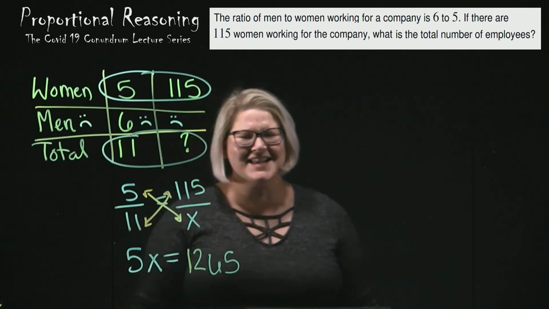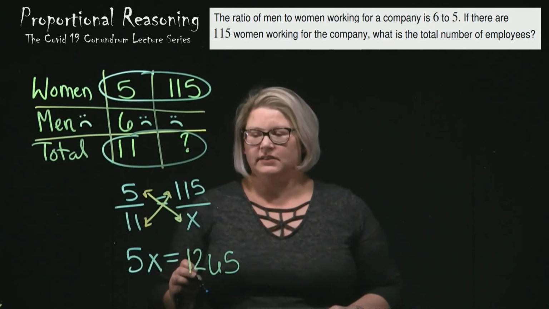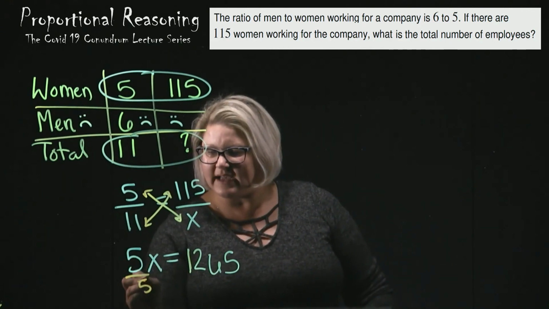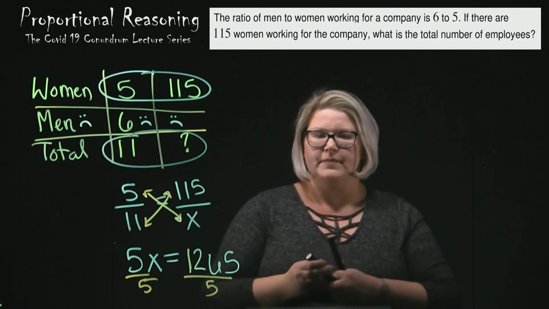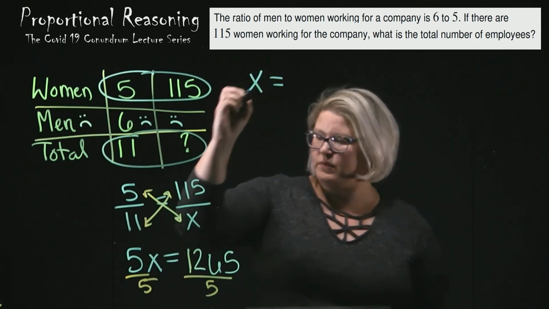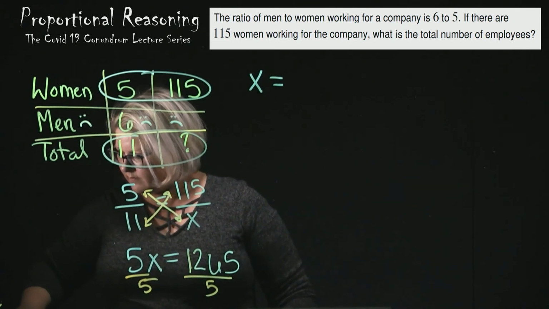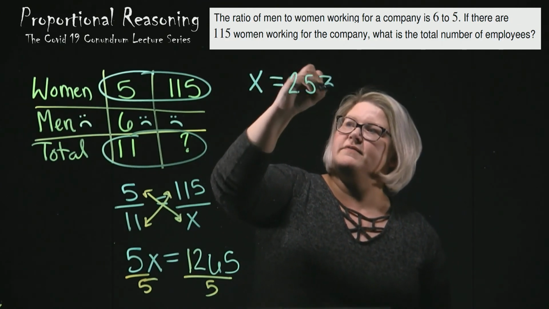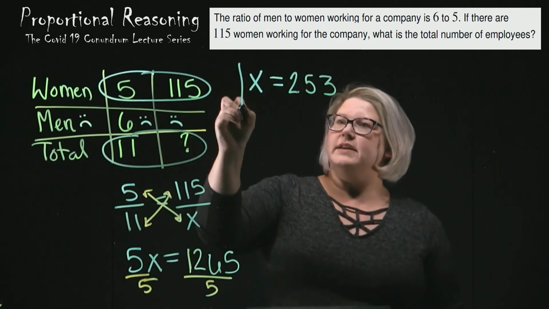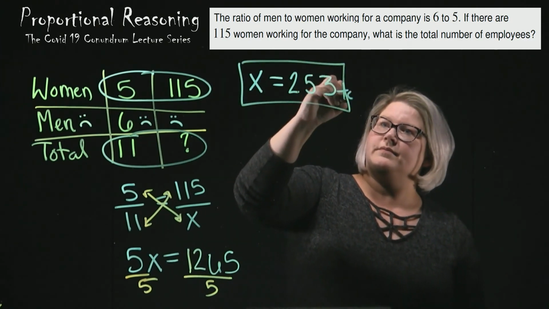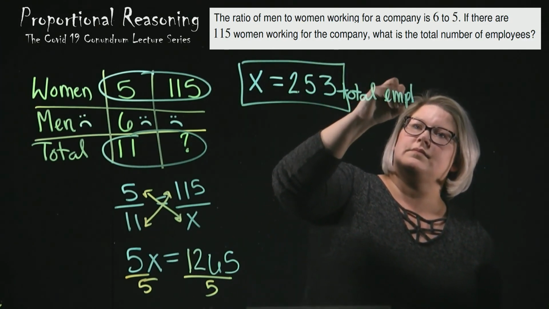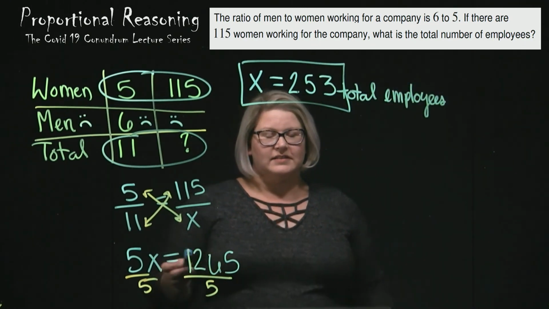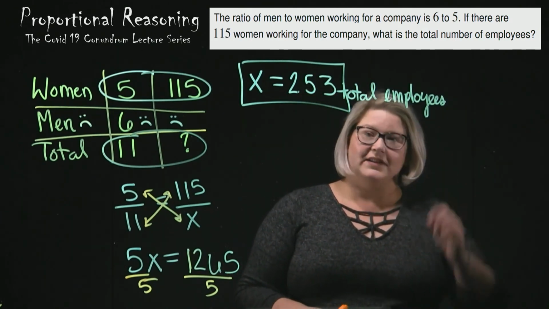It's so hard to see anything in here. All right, 5x equals 1,265. I'm going to divide both sides by 5. And I get x equals 253 total employees. All right, don't forget what your answer is, and make sure that you include the units that you need.